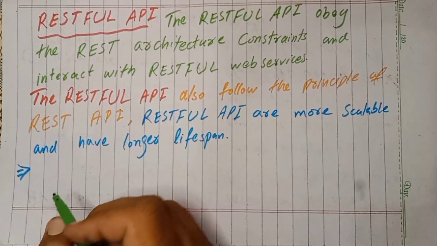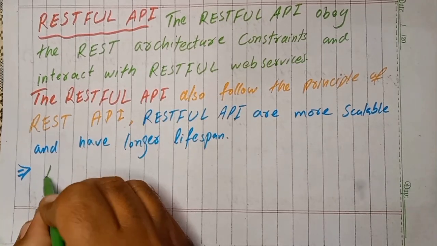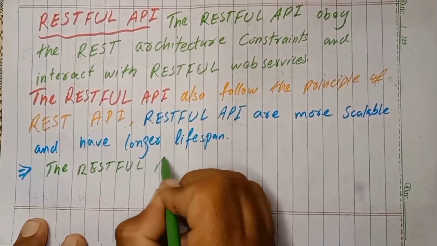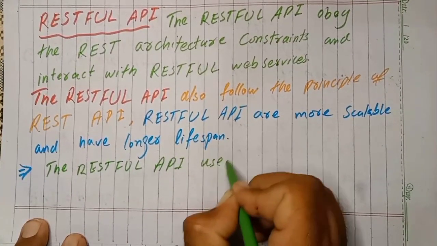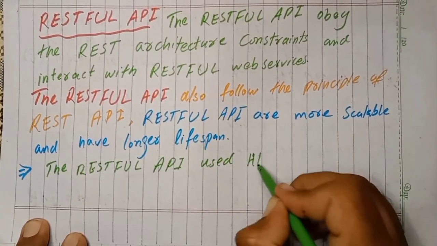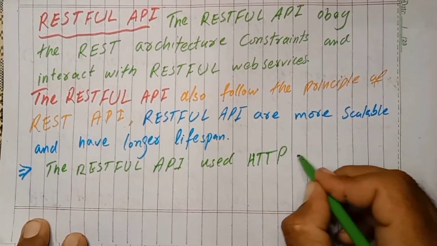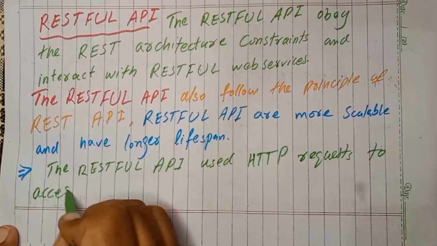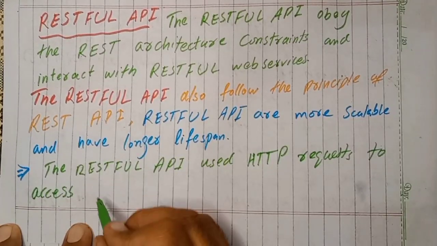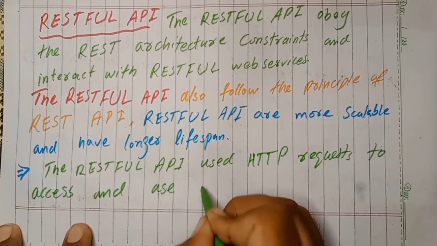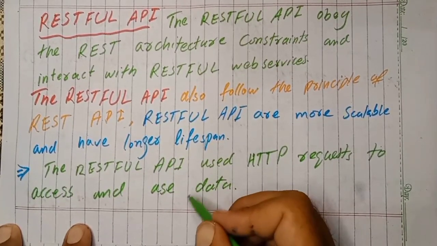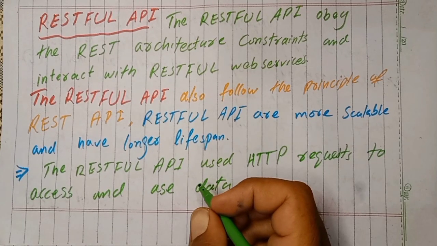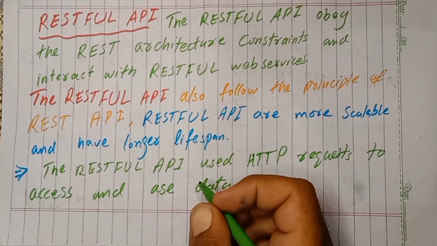The RESTful API uses hypertext transfer protocol requests to access and use data. There are four basic hypertext transfer protocol requests that a client can make.